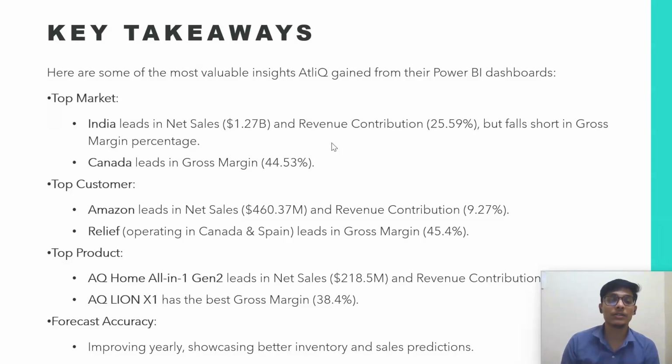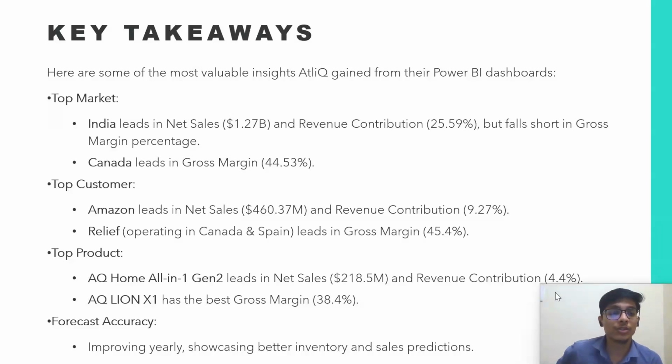We have two top customers, Amazon and Relief. Amazon leads in net sales of $460.37 million, and revenue contribution is 9.27%. But Relief, which is operating only in Canada and Spain, leads in gross margin at 45.4%. We have two top products, AQ Lion X1 and AQ Home all-in-one Gen 2, which is in the battery category and leads in net sales of $218.5 million and revenue contribution of 4.4%. Also, AQ Lion X1 has the best gross margin of 38.4%.